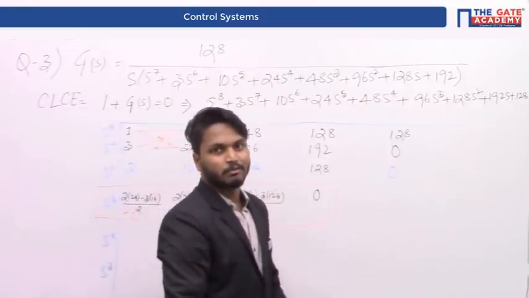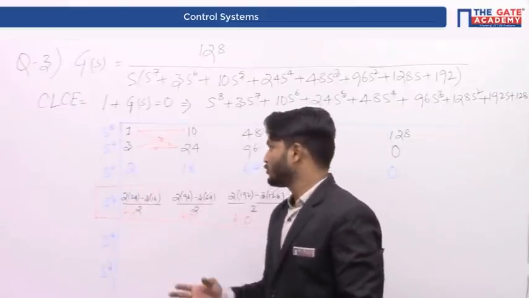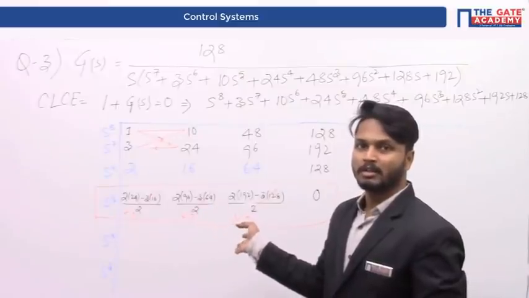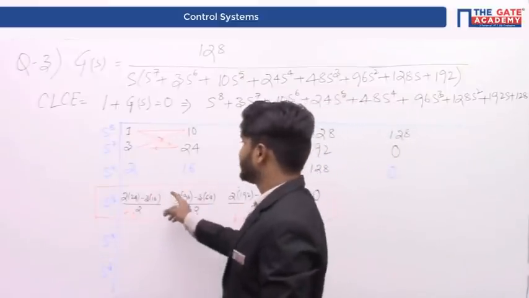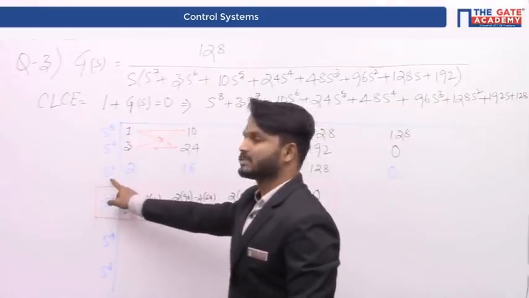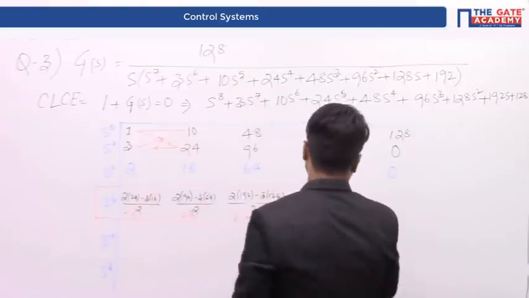So in this case, what you have to do is construct the auxiliary equation. How to construct the auxiliary equation? The auxiliary equation will be constructed from the previous row. So what is the previous row here? This s power 6 row. Therefore, the auxiliary equation is going to be something like this.